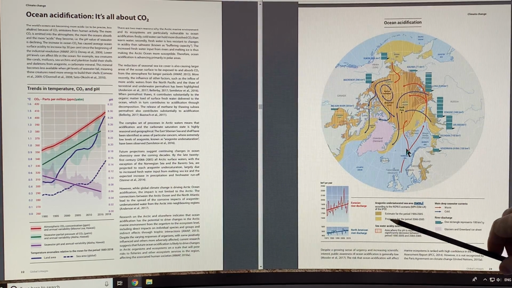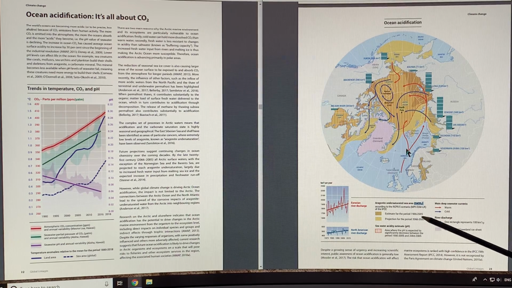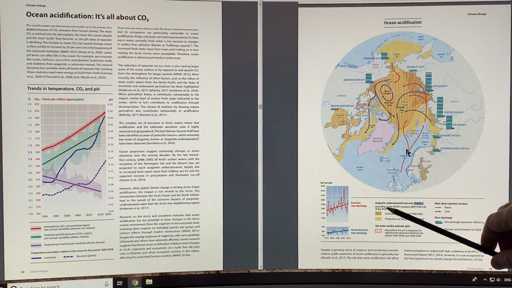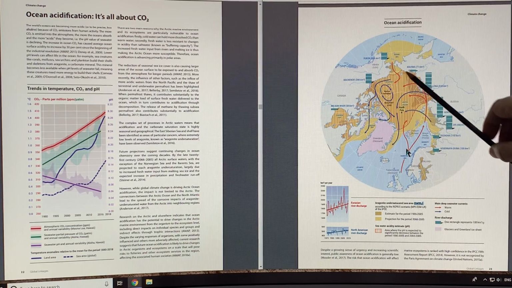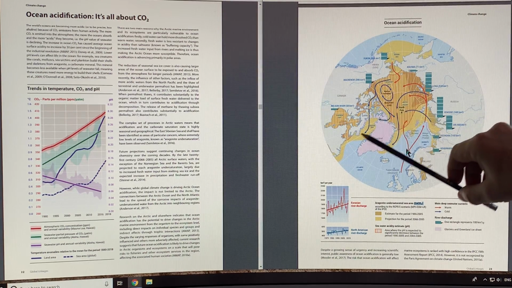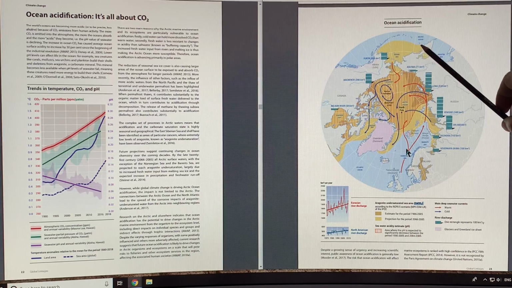Here's the estimate from 1986 to 2005 of regions where there's undersaturation of aragonite. That's the dark brown regions here, some over here. And the projection for 2066 to 2085 is basically the entire Arctic Ocean, the areas around Greenland, and the Bering Sea. The whole region is going to be undersaturated in aragonite, which is necessary for creatures to make their shells. So this is very bad news.